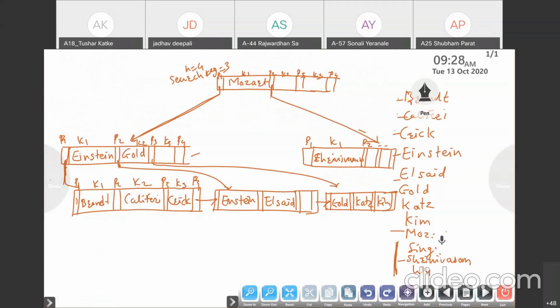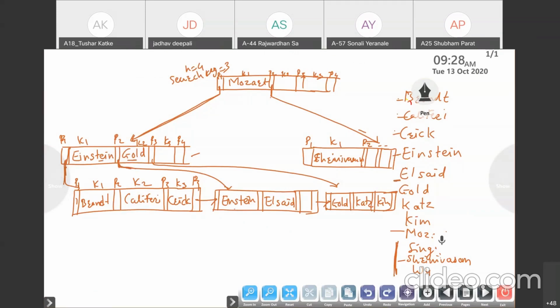Now this pointer P2 points to the records which are greater than or equal to Einstein and less than Gold. Okay, less than Gold and greater than or equal to Einstein. So there is a single record in it, so that comes here with Einstein and Ilse.